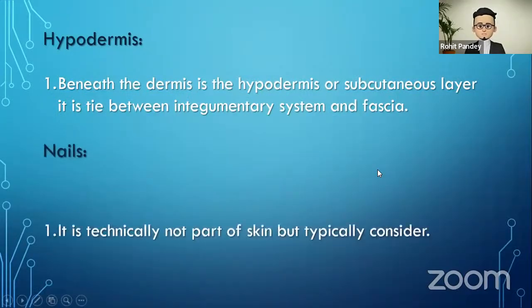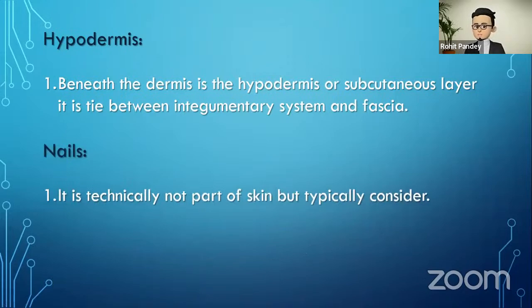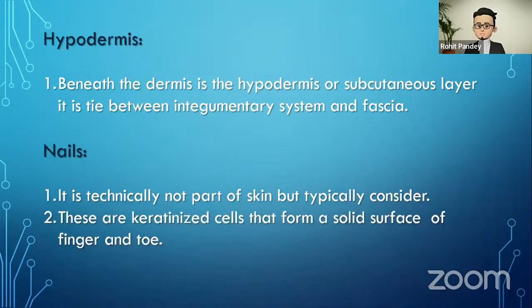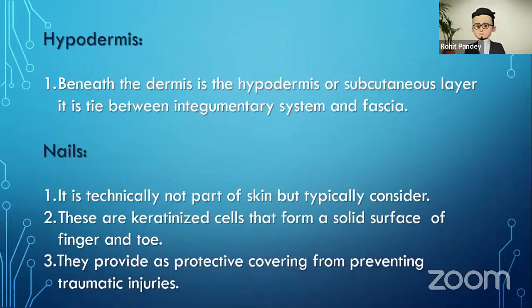Nails are technically not part of the skin but are typically considered so. These are keratinized cells that form a solid surface on the finger and toe. It is made of keratin. They provide a protective covering for preventing traumatic injuries.